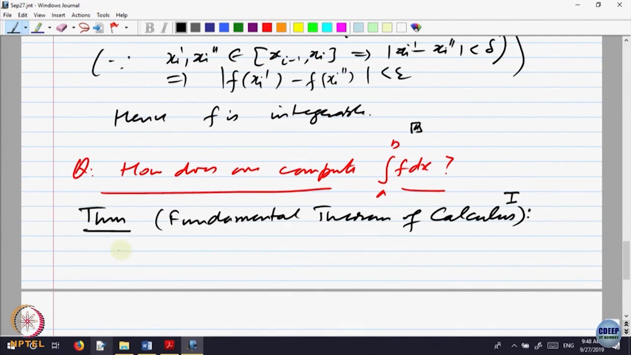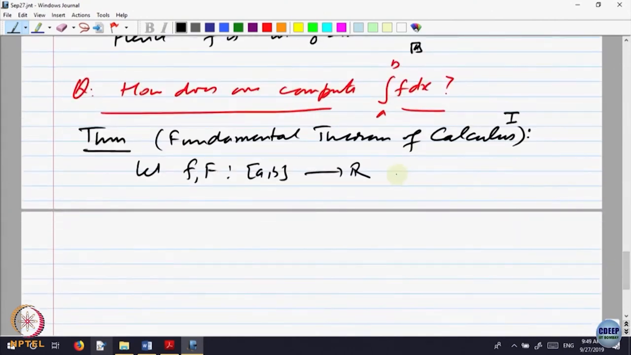So it says, let f and capital F be two functions defined on the interval [a, b] to R with the following properties. One, f is integrable on [a, b].